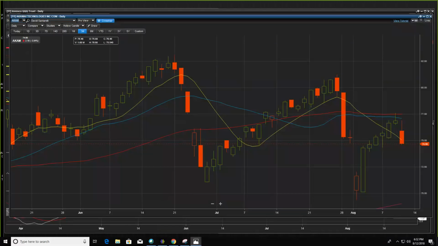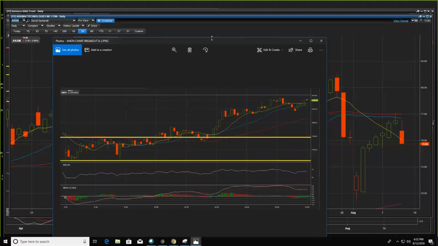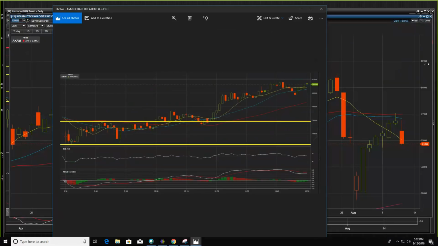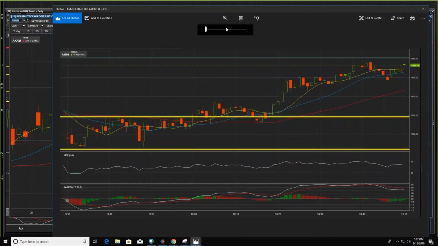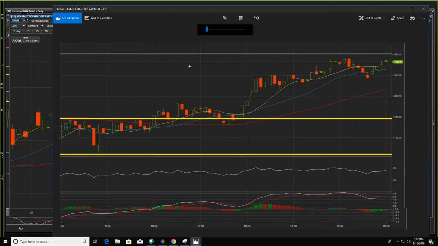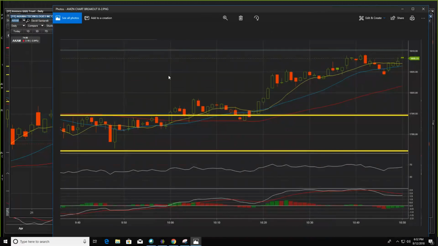All right, here's the Amazon. So here is the chart on Amazon from August 2nd that I shared in the trade room. Let's take a look, zoom in a little bit here. And as you see here, here's a breakout, for example.